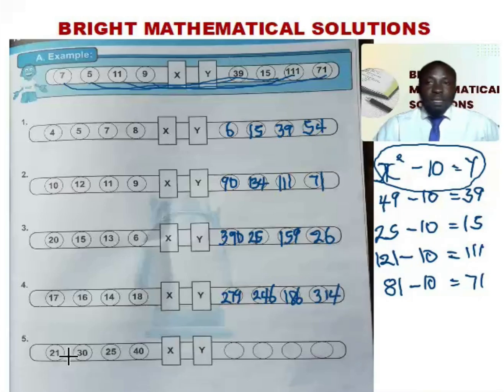And to the last line, we have 21 raised to power 2. 21 multiplied by 21, that is 441. Subtract 10 from it, it gives us 431. 30 multiplied by 30, that is 900. Subtract 10 from it, that gives us 890. And 25 multiplied by 25, that gives us 625. Subtract 10 from it, that gives us 615. And the last but not the least, 40 multiplied by 40, that gives us 1600. Subtract 10 from it, that is 1590. So I hope that is clear.